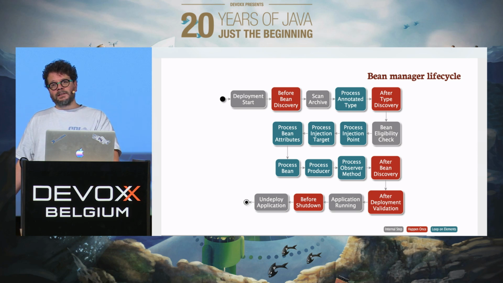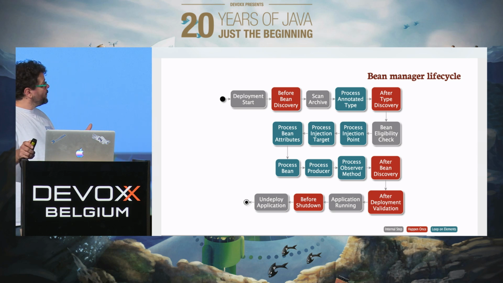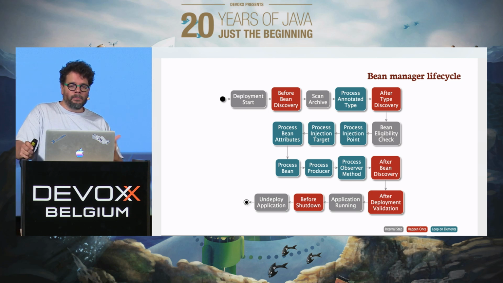When all the annotated types are discovered, so all the types were discovered in your application, you have a step where you can do something with this whole collection of types. So you can decide that something is lacking, and add things because you didn't discover a class having this interface and so on. And after that, the container will start to check eligibility for each class to become a bean, and the process of creating beans will be done after that.